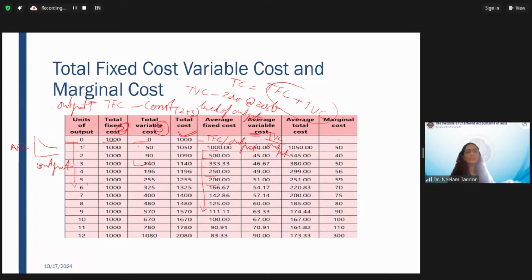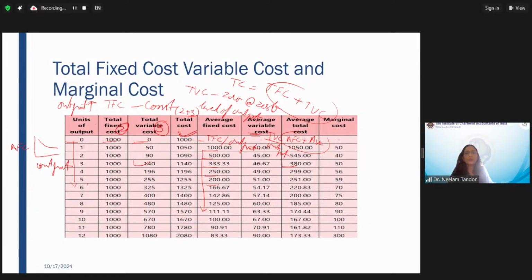So total variable cost is not defined in the first case. Second is 50, 50 by 1, 90 by 2, 140 by 3, and so on. So you can get this average variable cost by total variable cost by output. What is average total cost? Average total cost is the sum of AFC plus AVC. So when you add these two, 1000 plus 50 is 1050, 500 plus 45 is 545, 333.3 plus 46.67 is 380. So you will get average total cost.